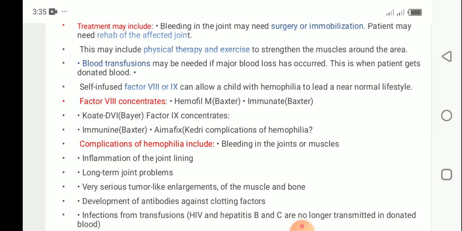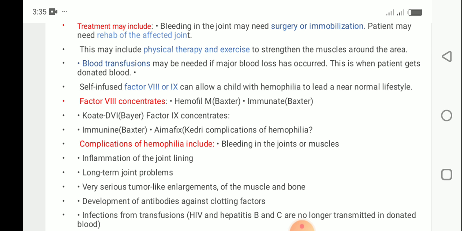These are the concentrates. And what are the complications? Usually in hemophilia, if not treated in time, there will be bleeding in the joints or muscles. If not identified soon and treated, they will have more complications: inflammation of the joint and long-term joint problems, very serious swellings like enlargement of the muscles and bones, development of antibodies against clotting factors, and infections from the transfusions, cross infections from blood transfusions like HIV, hepatitis B and hepatitis C.